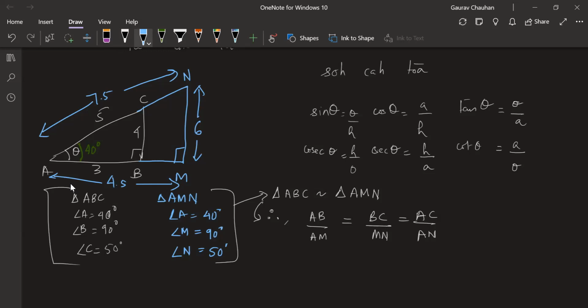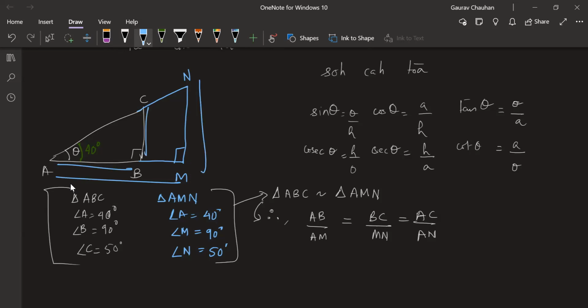This could be a measurement, it could be anything, but basically whatever sides AB, BC, and AC are, they get multiplied by the same number: AB gets multiplied by something to get AM, BC gets multiplied by the same thing to get MN, and AC gets multiplied by the same thing to get AN. This is what has to happen. We've already shown they're similar here, because the angles are the same. I've just kept the same basic triangle and scaled it up.